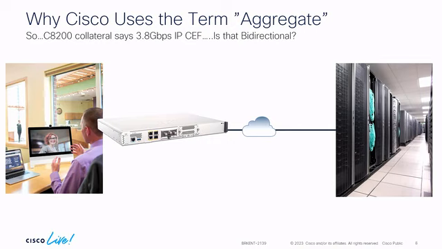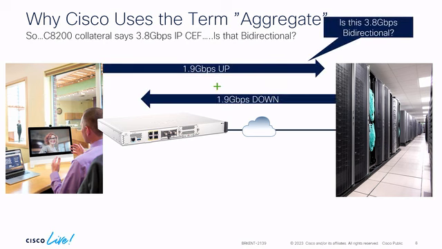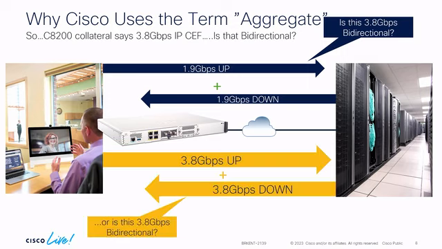We have to look at what bidirectional is. 3.8 gig, is that 3.8 gig bidirectional? 1.9 plus 1.9? Some of you say yes, that is. But someone would say, this is bidirectional, 3.8 in one direction. That's 3.8 bidirectional, isn't it? It depends on what school you went to. So it's really not exact. So that's why we use aggregate.